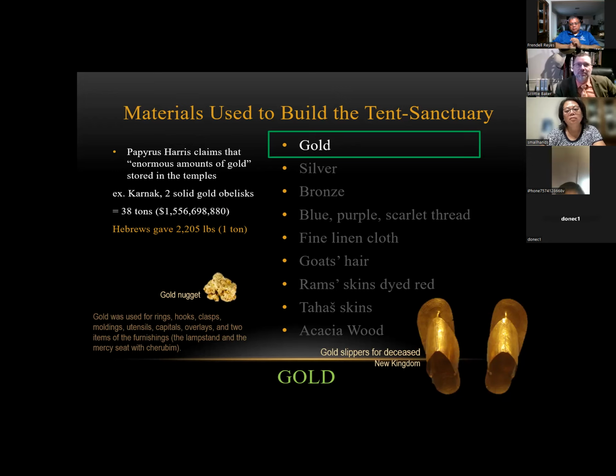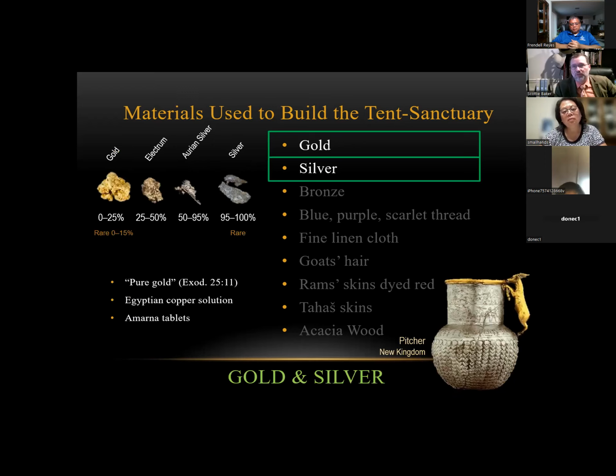Here's some gold slippers for a king. The king was buried with gold. There's so much gold. But gold in ancient Egypt was not the kind of gold you might think of. Most gold in ancient Egypt was this electrum. It's kind of a mix of gold and silver together. It's kind of a little bit of pale gold.